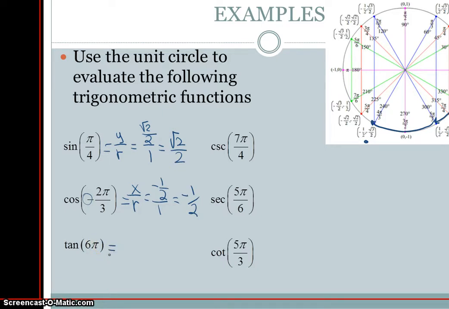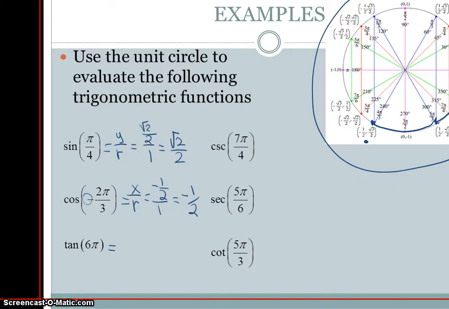Let's look at the tangent of 6 pi. 6 pi is what we get if we go around the unit circle 3 times. Because if we go around the unit circle once, it's going to be 2 pi. Go around another time, it's going to be 4 pi. Go around a third time, it's going to be 6 pi.